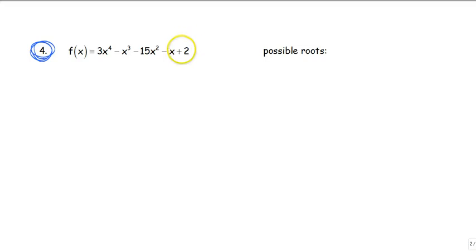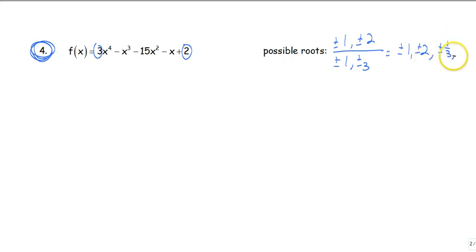Alright, so possible zeros for this one. Plus or minus 1, plus or minus 2, over plus or minus 1, plus or minus 3, which means that I could have plus or minus 1, plus or minus 2, plus or minus 1/3, and plus or minus 2/3. Okay? Now I'm going to look at my calculator to see which one my zeros are.